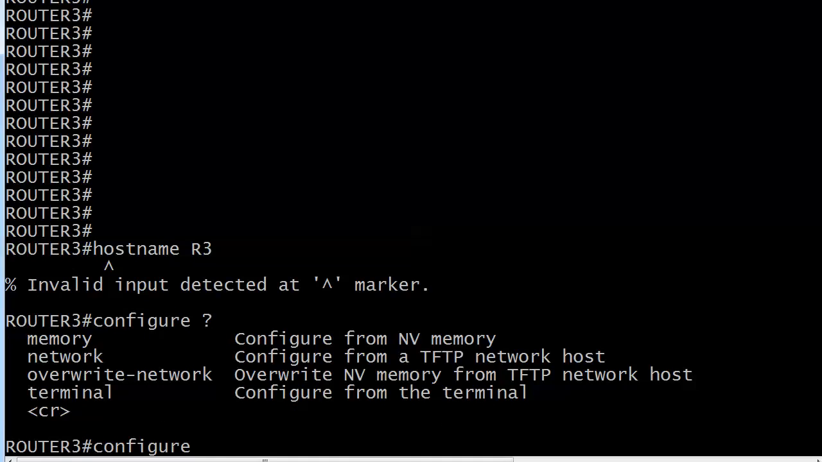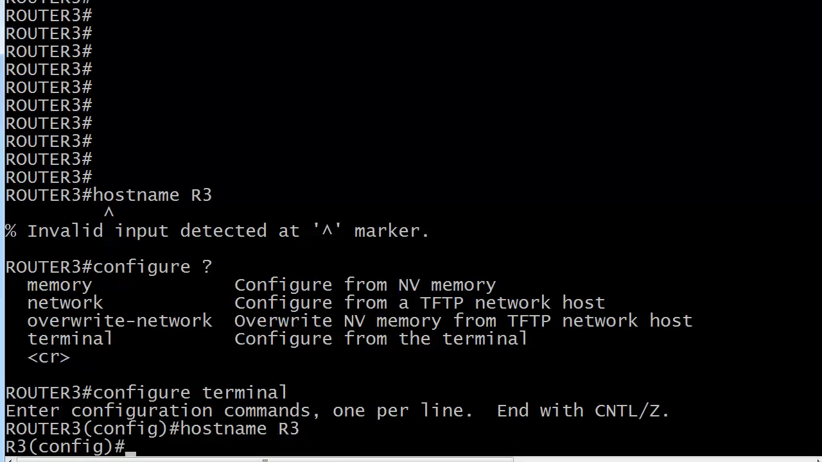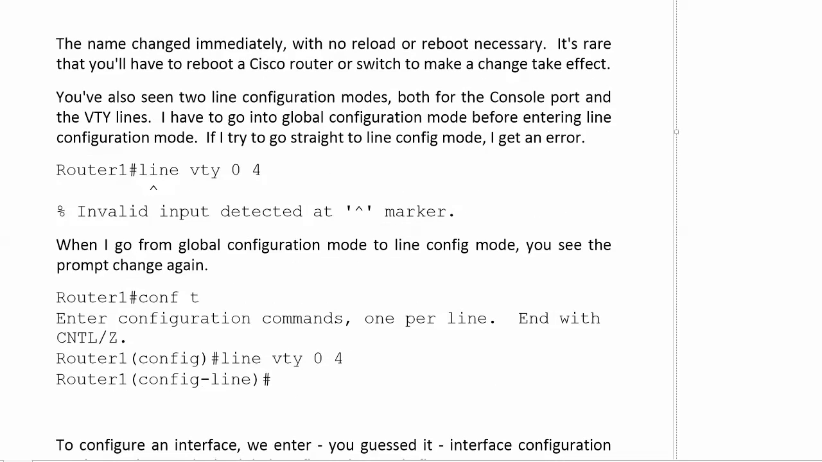So we've got a couple options here, but the one we almost always use, and the only one we really need to concern ourselves with here, is configure terminal. And usually that is going to be abbreviated conf t. You even see it that way in Cisco documentation. It gives you the little message about entering the configuration commands one per line. And we put in hostname R3, and it takes effect immediately. That's one thing about global configuration mode. Again, global configuration mode, whatever you're configuring, it's going to affect the entire router, and it's going to take place immediately.